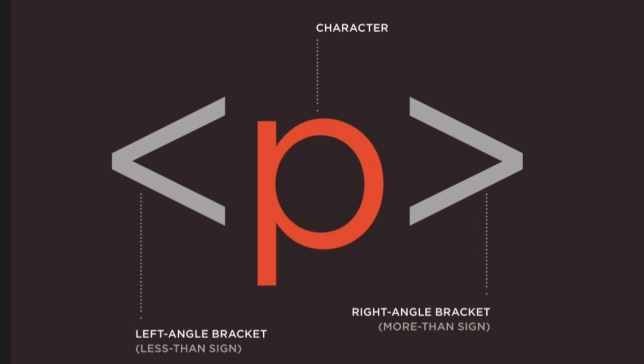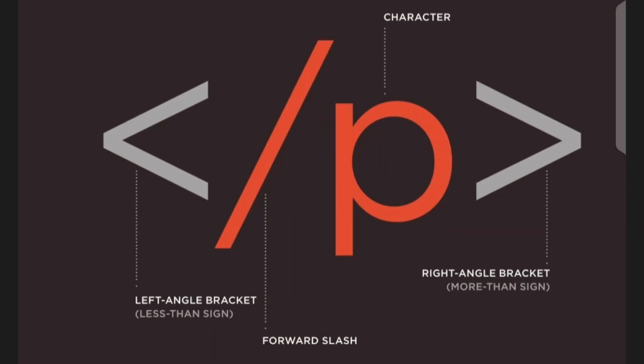So let's take a look at the close tag. Unlike the opening tag, the close tag normally has the forward slash and still has the left angle and right angle bracket, or you can call them more than or less than sign, anyhow you want to put it.